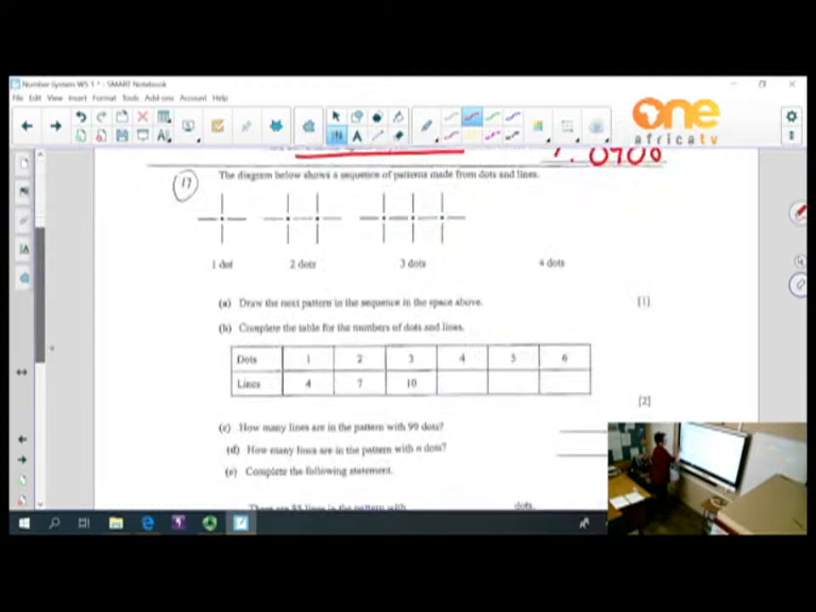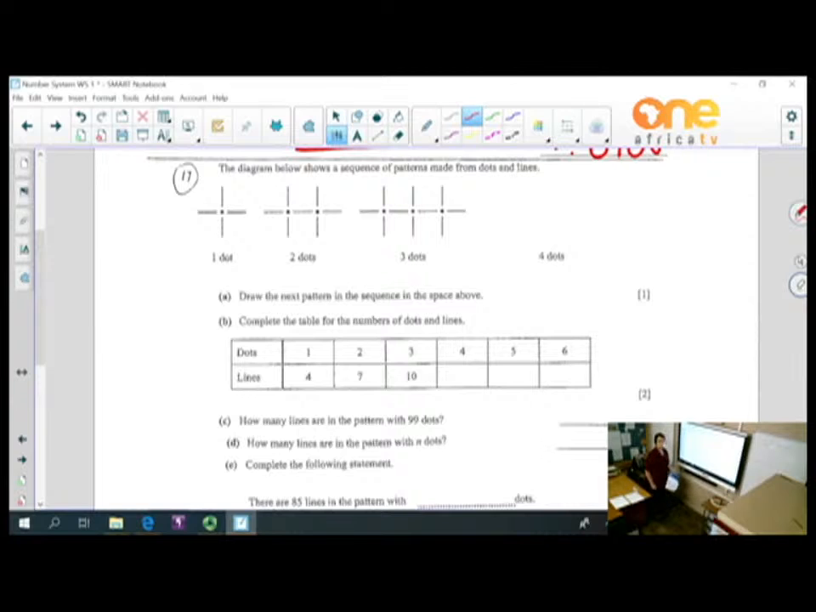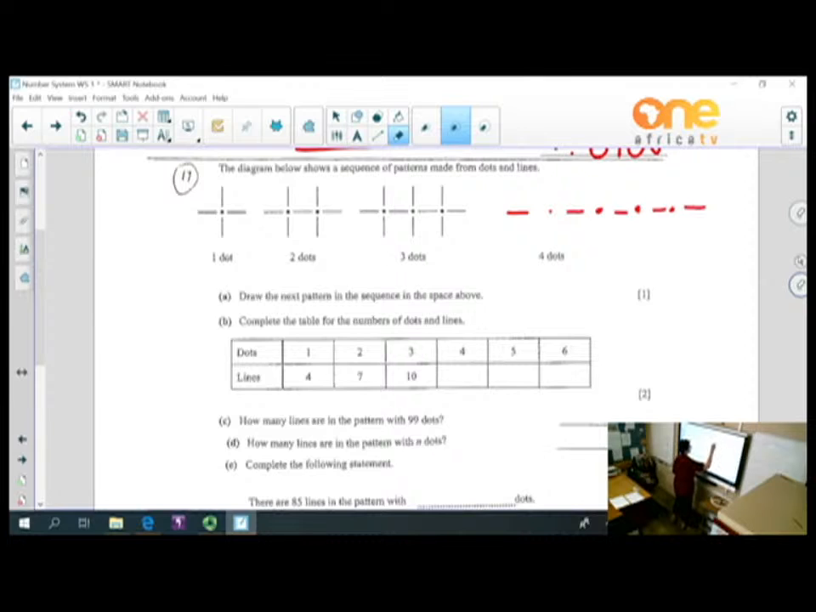Right, question 17. Sequences, geometric sequences, because we draw patterns. The diagram shows the sequence of dots and lines, and we have to draw the next one now. So you'll have to draw it very nicely, not a rough one. It must be very similar. So now I will have 1, 2, 3, 4 lines, and then also here.